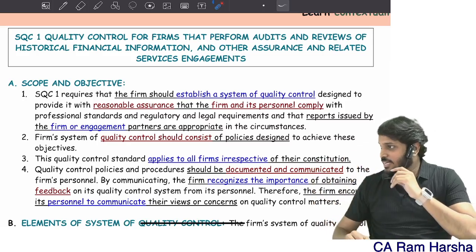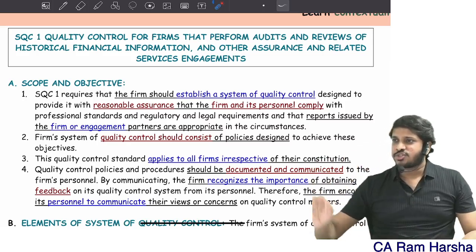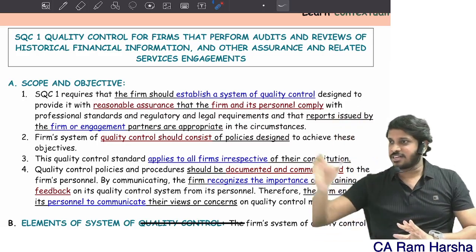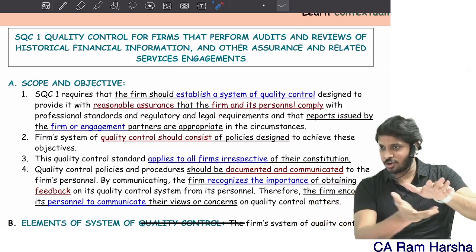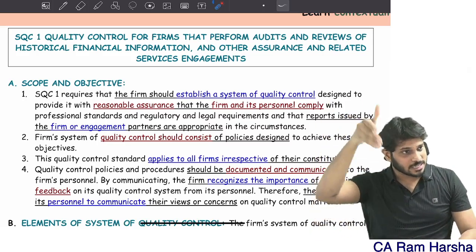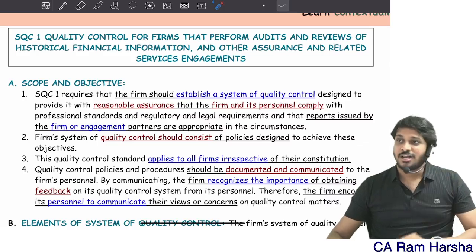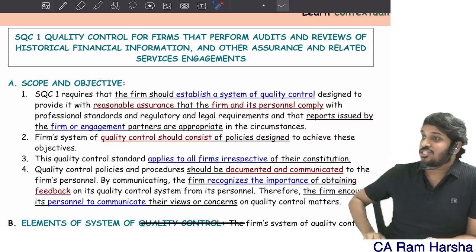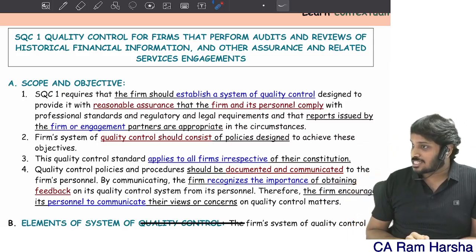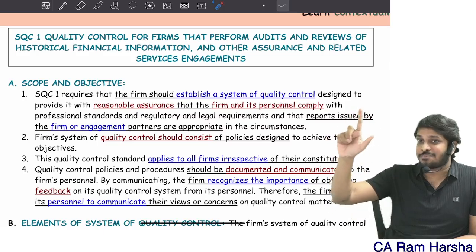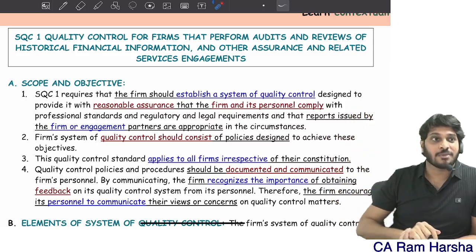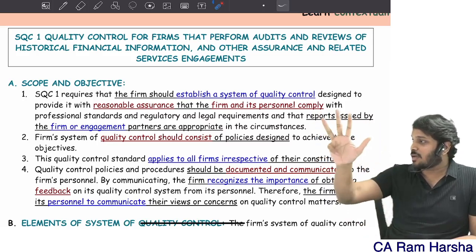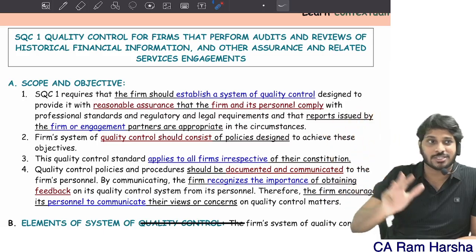Then whenever he is verifying, he is again asking me, should I save this paper in the file? Should I save that soft copy? I verified it, should I document it? So for that also, I should establish policies and procedures. I should establish policies and procedures for compliance with ethical requirements. I should establish policies and procedures for acceptance and continuation of client relationship. I should establish policies and procedures for engagement performance. I should establish policies and procedures for human resources.